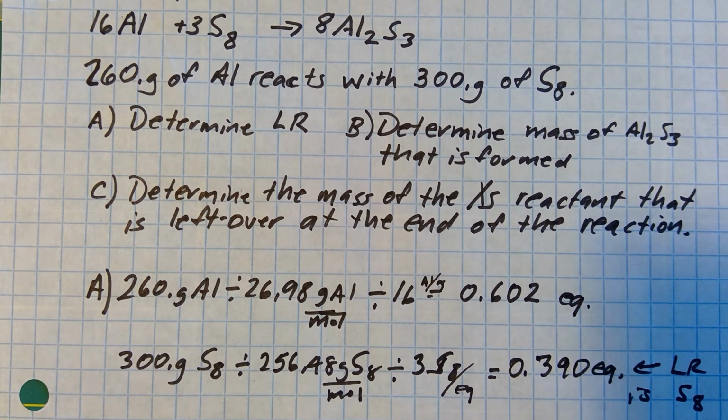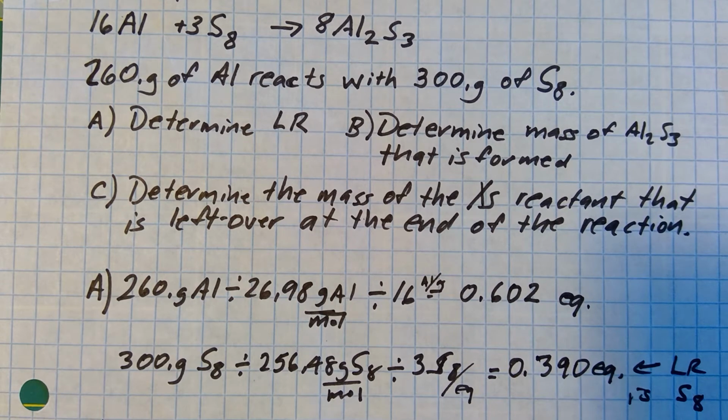Okay, for the A part, take 260 grams of aluminum, divide by its molar mass, 26.98. That would give you moles, which if you then divide by its coefficient of 16, you'd end up with equivalents. That should be 0.602 equivalents of aluminum.